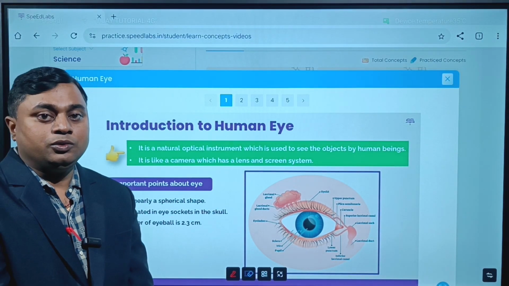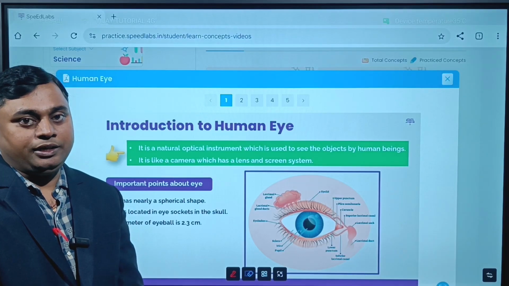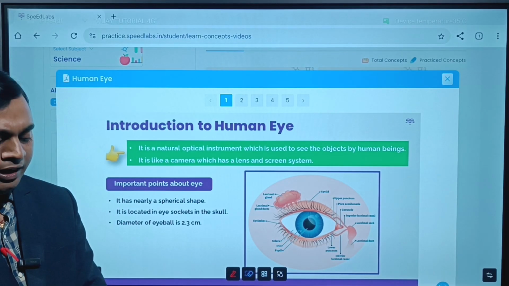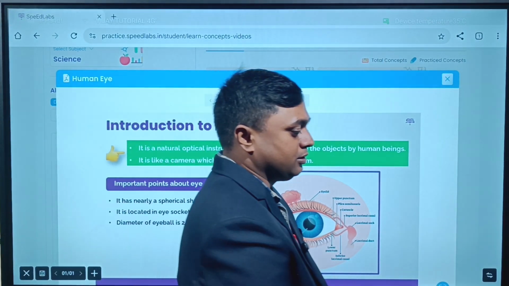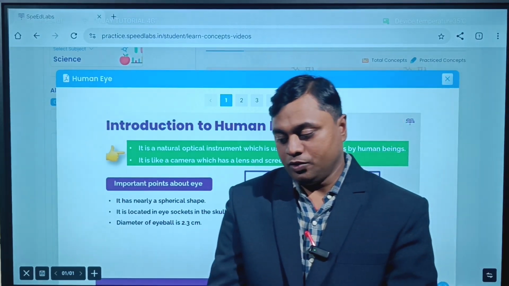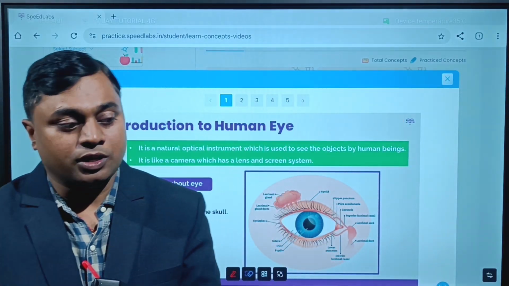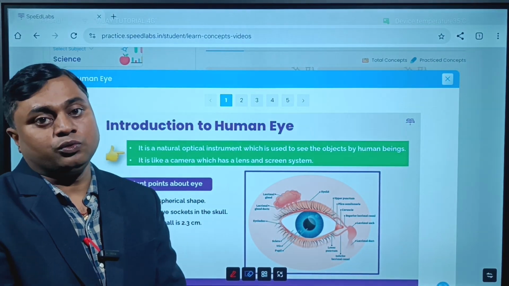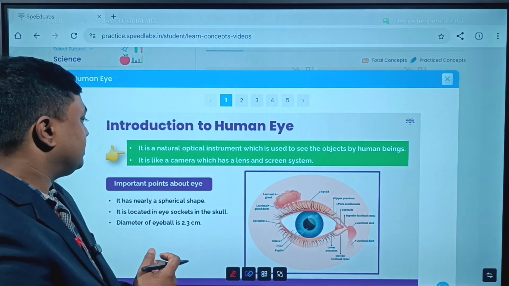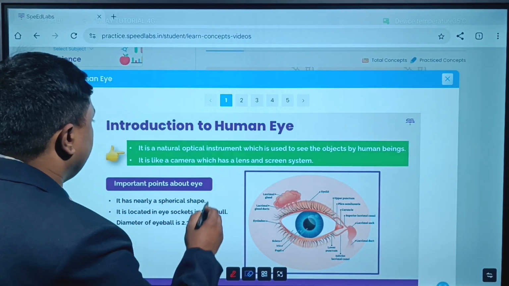Hello everyone. Today I am going to discuss the human eye. So this is the diagram of the human eye. We will learn what the different parts of a human eye are, and we are also going to discuss the defects of vision. So let's start with the human eye.